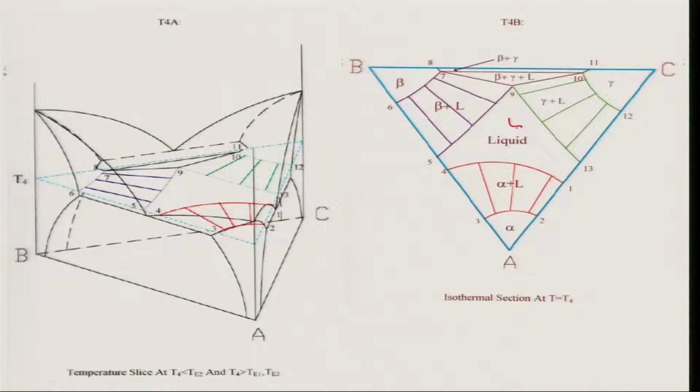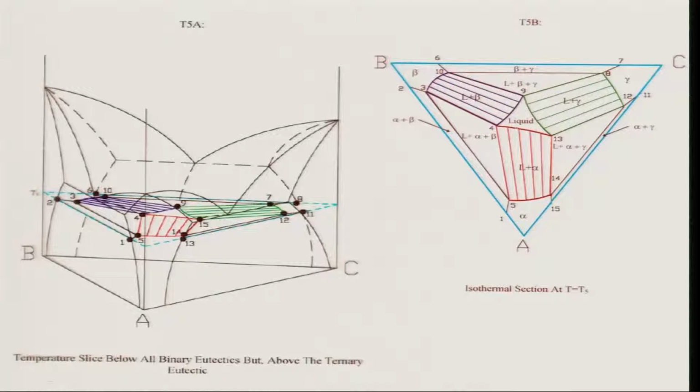If I go further down in temperature, below all the binary eutectics, that is easy. What will happen? You have a triangle between alpha plus gamma, what is known as liquid plus alpha plus beta, liquid plus beta plus gamma, and liquid plus alpha plus gamma. Three triangles representing three-phase regions, and two-phase regions extending from these: liquid plus beta, liquid plus gamma, liquid plus alpha. At the center you have the eutectic liquid.